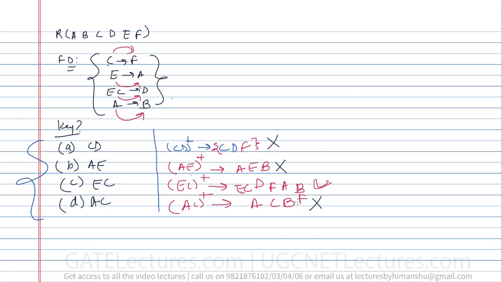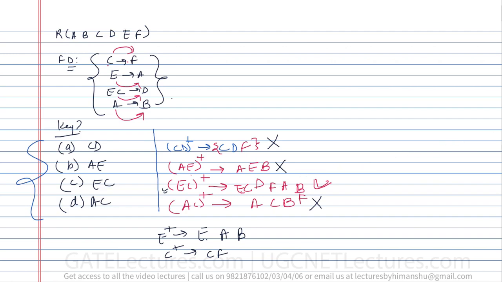Okay. So this EC can determine everything. But if I take a subset of this, for example, if I take E closure, then what are the things which you can determine? With the help of E, I can determine E. With the help of E, I can determine A. With the help of A, I can determine B. And is there anything else which you can determine? No, right? In the same way, if I take C closure, then you can see I can only determine C and F. I will not be able to determine anything else, right? So a subset of this cannot determine everything, but the complete set can determine the other attributes.